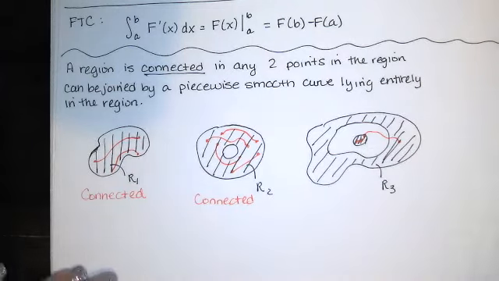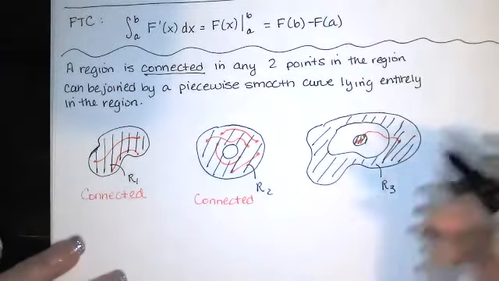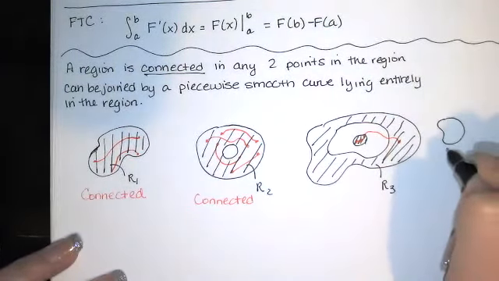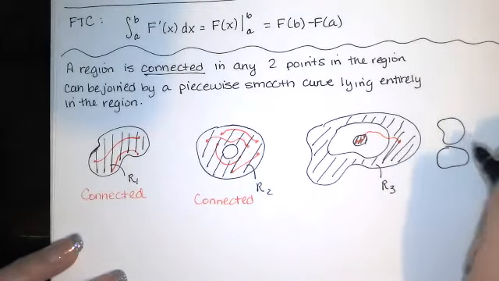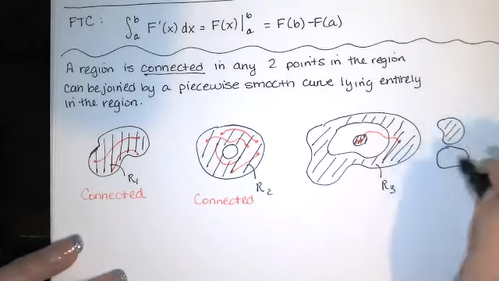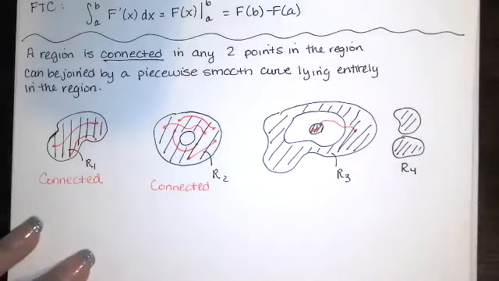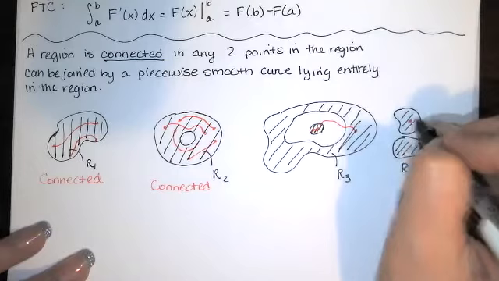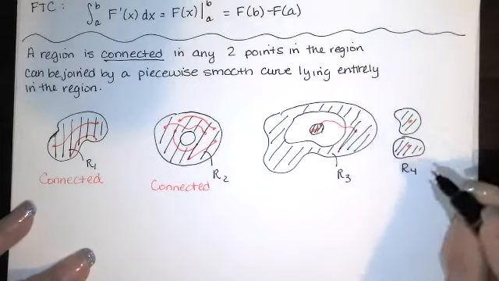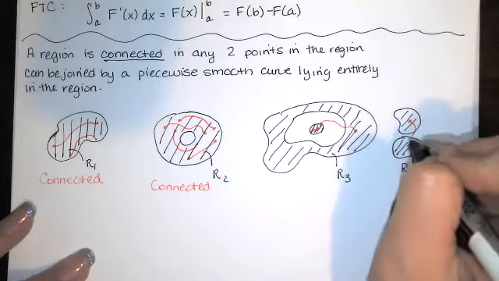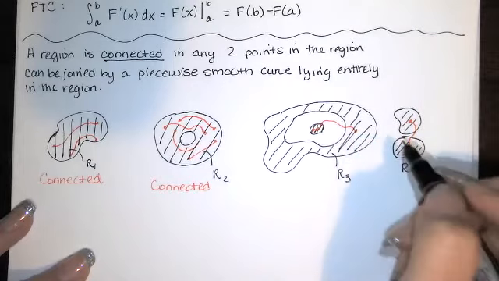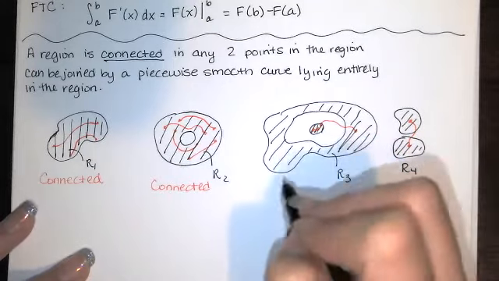And the same would be true if it looked a little different. If my region was like this region and then this adjacent region, what if I called this region 4? That's not connected either. Because if I have any point on this little island and any point on this little island, I'm going to have to leave the island to get to the other one. So neither of these are connected.